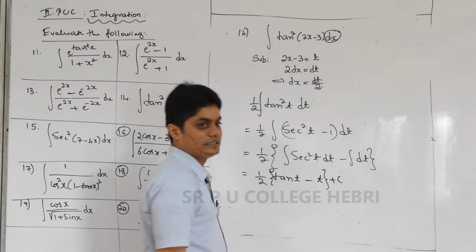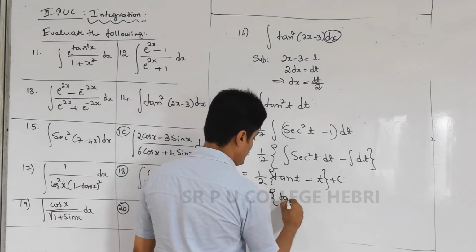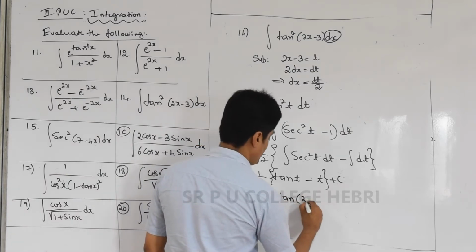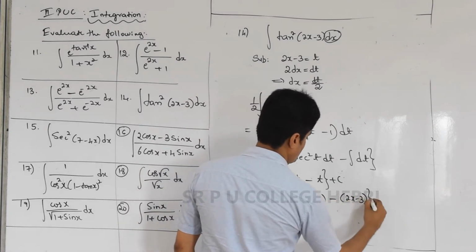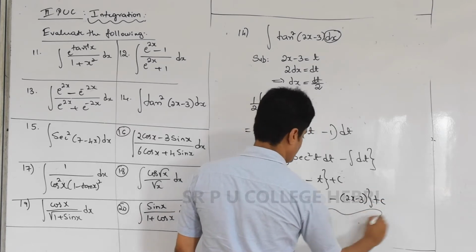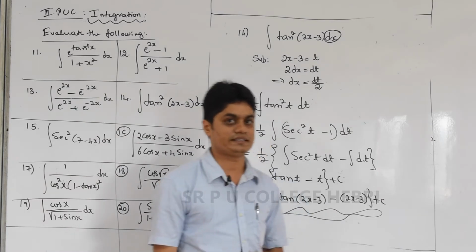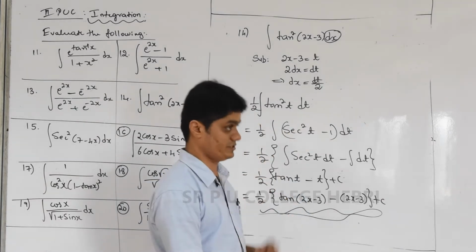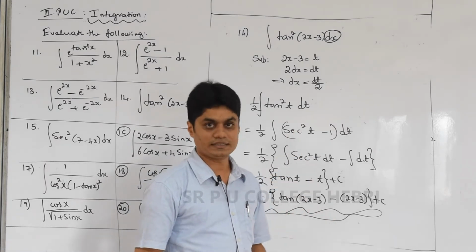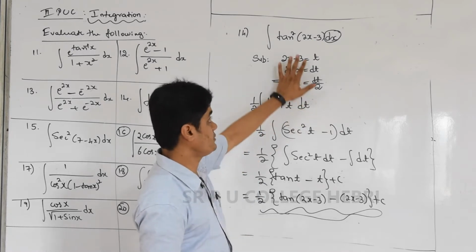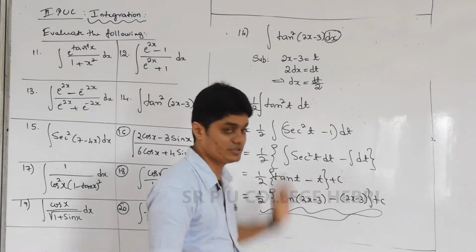And as you know, the final answer must be in terms of x, so it is equal to half into tan of t, that is 2x minus 3, minus t again 2x minus 3, plus c, and this is the final answer. So please remember that before integration you should write tan square x as secant square x minus 1, then you can integrate easily. So this is one important question of the tan square of ax plus b type. So practice it again.